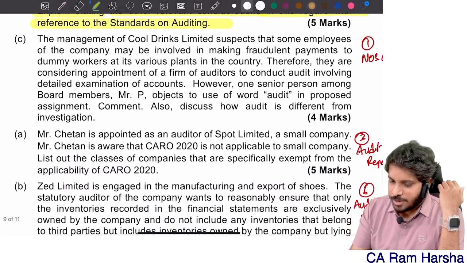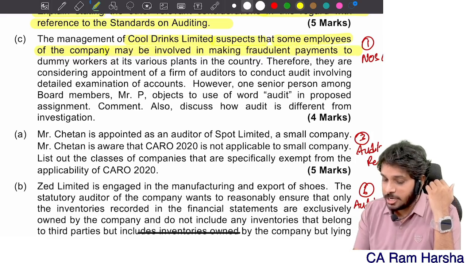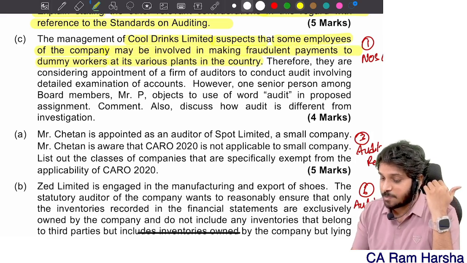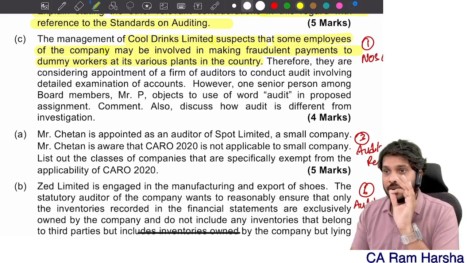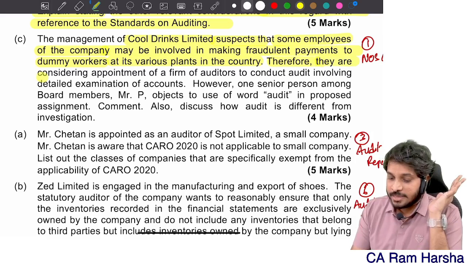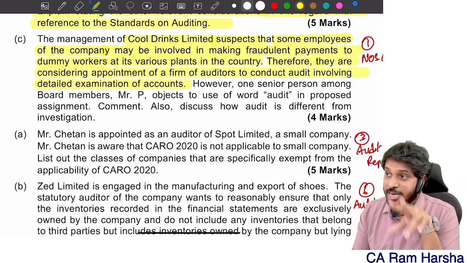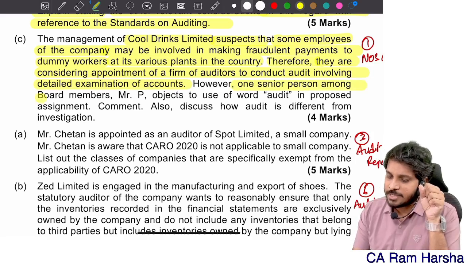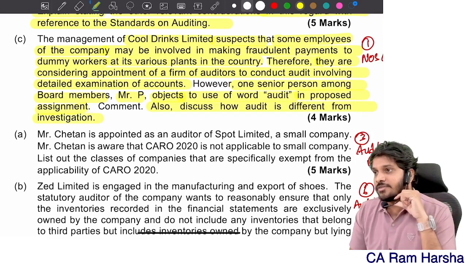The management of Cool Drinks Limited suspected that some employees of the company may be involved in making fraudulent payments to dummy workers at various plants in the country. Okay, possibility of dummy employees and payment of dummy salaries. Therefore, they are considering appointment of a firm of auditors to conduct an audit involving detailed examination of accounts. However, one senior person among the board members, P, objects to the use of the word audit in the proposed assignment. Comment. Also discuss how audit is different from investigation.